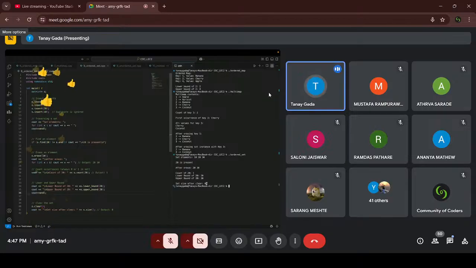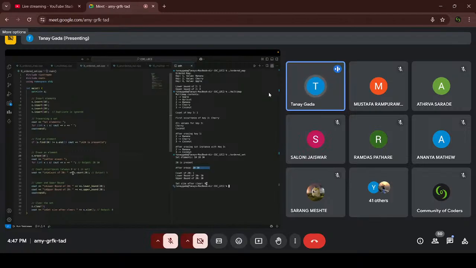So it is 10, 10, 20, 30. But it would be only 10, 20, 30 because it does not store duplicate elements. Right? Then we are finding 20. So 20 is present. We are erasing 10. So 10, 20, 30, we are erasing 10. So it would be 20 and 30. Yeah, 20 and 30.